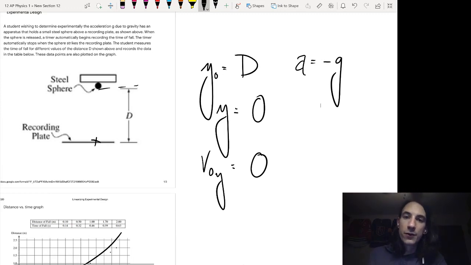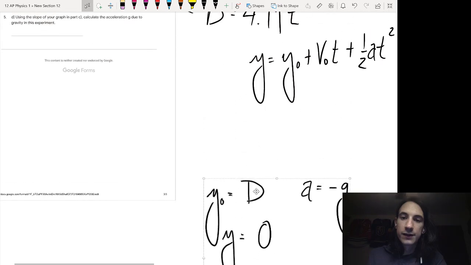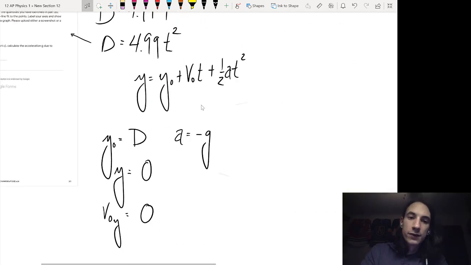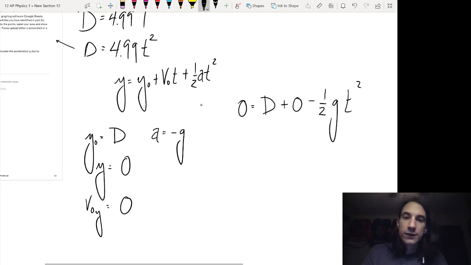So this is what I know. That's me just analyzing the situation, thinking about what I know. And I can start to plug this into my equation. So y is equal to 0, y naught is equal to d, v naught is equal to 0, minus 1/2 g t squared. I said the acceleration is negative g, so I just put the negative out there. So I can move this around and say 1/2 g t squared is equal to d.